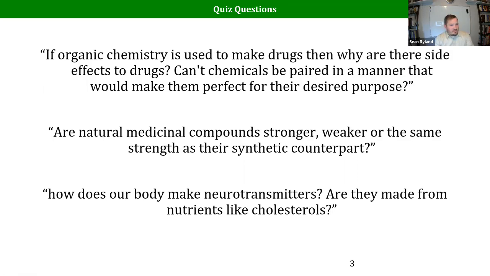First off, random quiz questions. Somebody asked if organic chemistry is used to make drugs, then why are there side effects to drugs? Can't chemicals be paired in a manner that would make them perfect for the desired purpose? Short answer, no. Because even if you can make a very pure chemical that can be used for a therapeutic or recreational purpose, basically the body is too complicated for that.